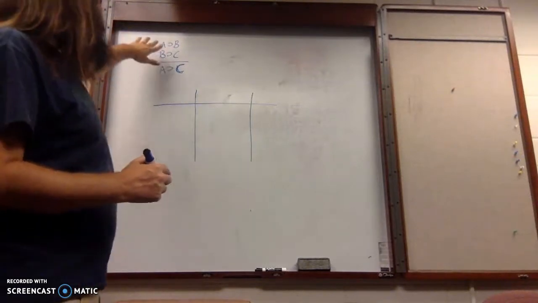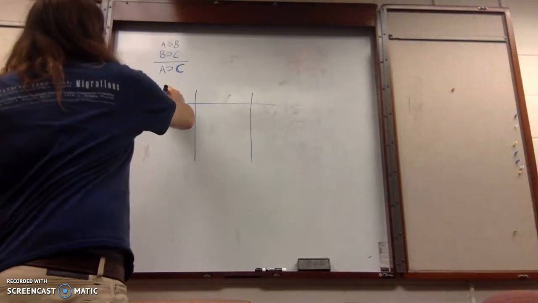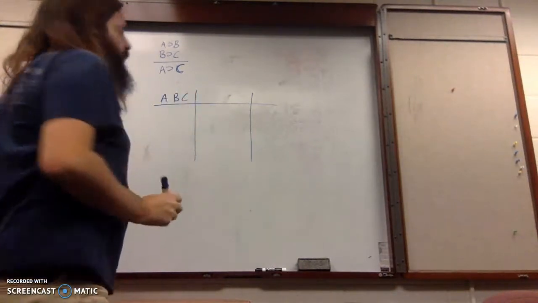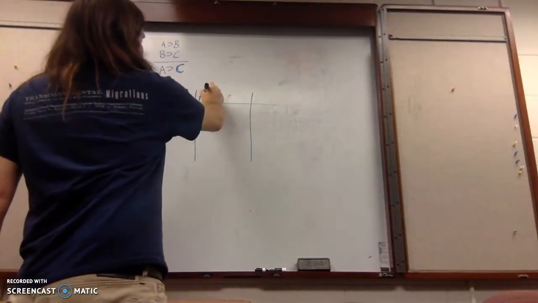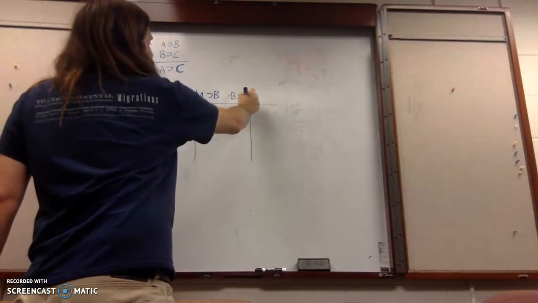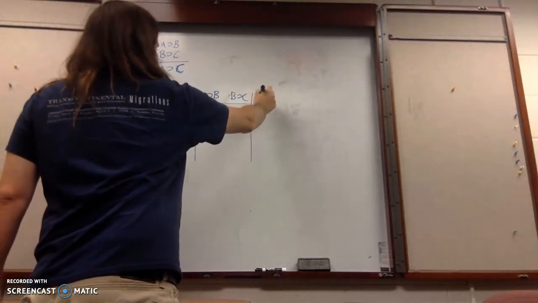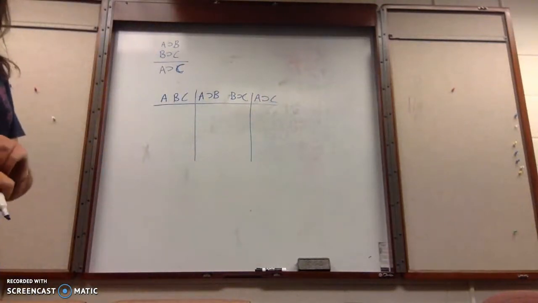Here we have three letters, right? Three different propositions. We have A, B, and C. Okay? And here we have a first premise, which is if A, then B. Then we have a second premise, if B, then C. And finally, we have this final premise, if A, then C. And so let's see if this is a valid argument or an invalid argument.